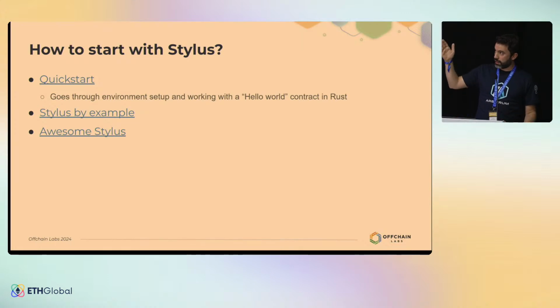So there is a quick start. It's a page in the docs. It helps you set up your development environment to start writing smart contracts in Rust and deploy them to the Stylus testnet. Stylus by Example has more information about small details that you have to take into account when you write smart contracts in Rust. Like, for example, how you emit a log in a smart contract, right? Stuff like that. And Awesome Stylus is a repository of projects that have been built in Rust and other languages as well, for Stylus. Okay, so you can see many more examples of things that you can do there.